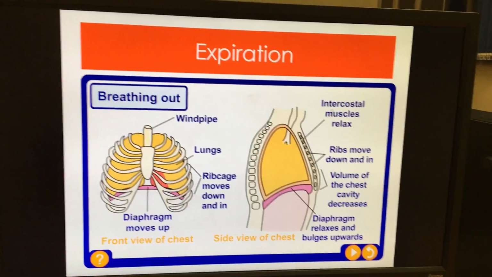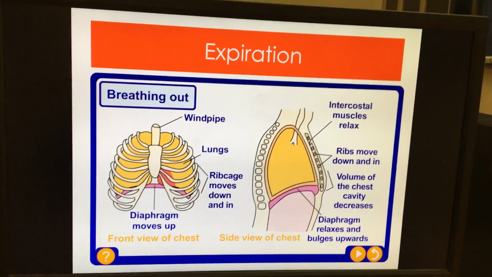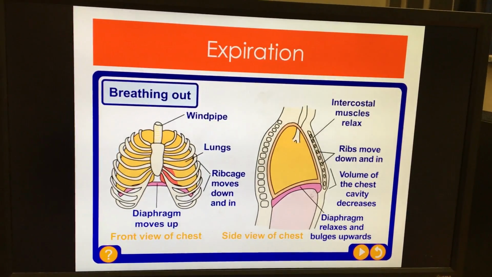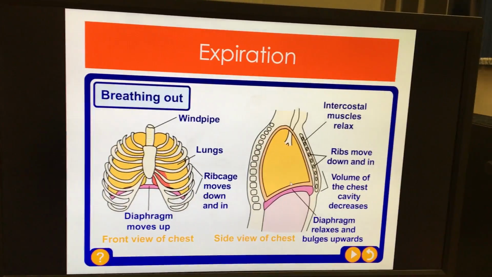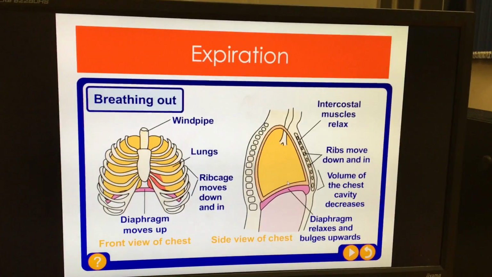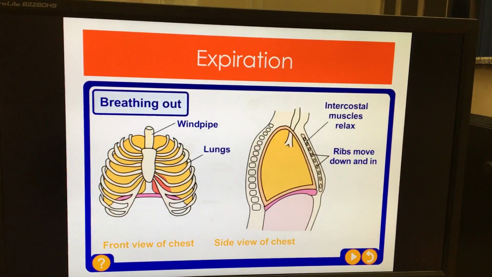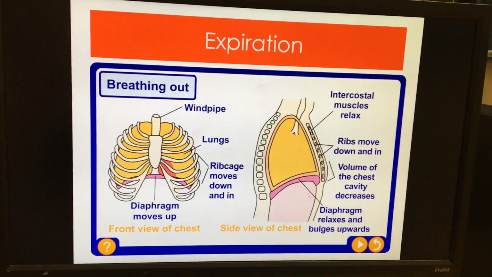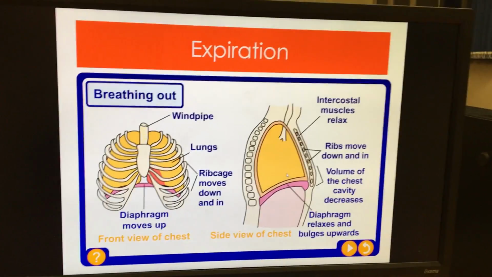So when the chest cavity reduces, what happens is the intercostal muscles relax to pull the ribs back down and in, and then the diaphragm relaxes and pushes up on the lungs, bulges up on the lungs to force the air out. And we'll just watch it again. So intercostal muscles relax, pulling the ribs down and in. Diaphragm relaxes, pushing up on the lungs to force air out.